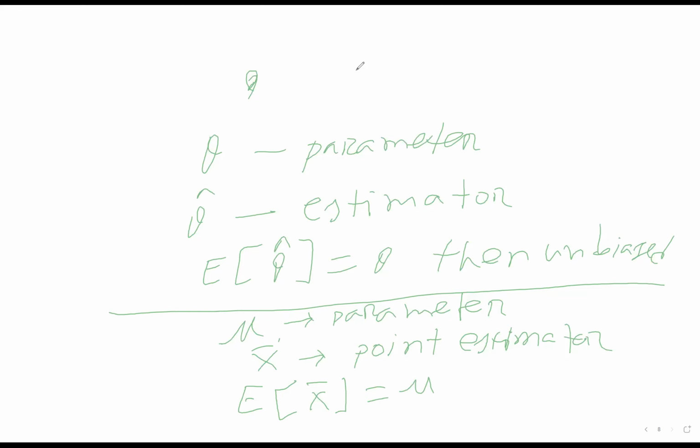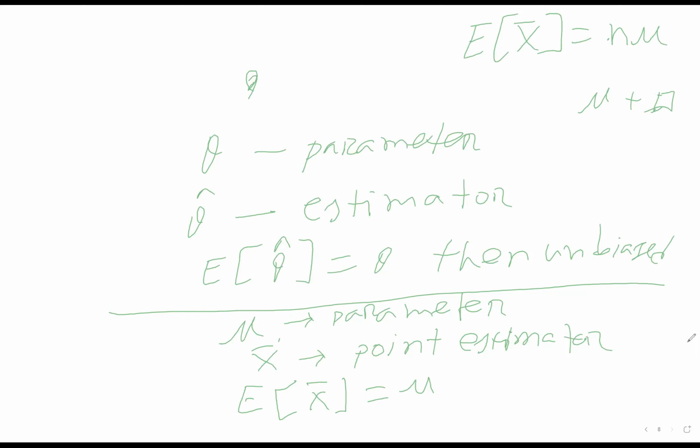Okay, so when it is biased, then you might have different numbers instead of mu. So for example, you can have the expected value of x bar equal to n times mu, or mu plus something. It depends on the statistic. It depends on which statistic you are using.